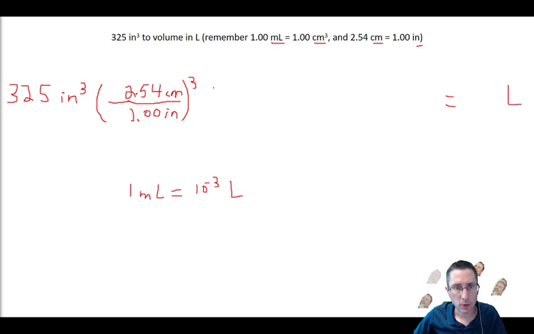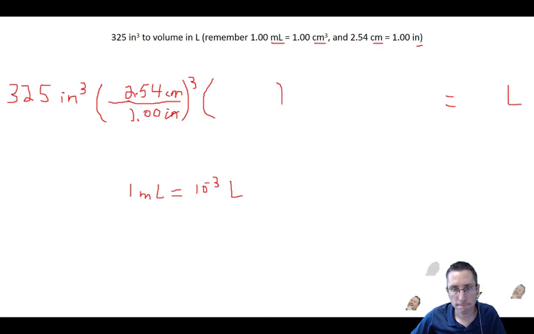Okay, so I'm going to write that cubic sign there to signify that I'm going to do that multiplied out 3 times. That will get me from inches cubed to centimeters cubed. And then I can get rid of centimeters cubed.